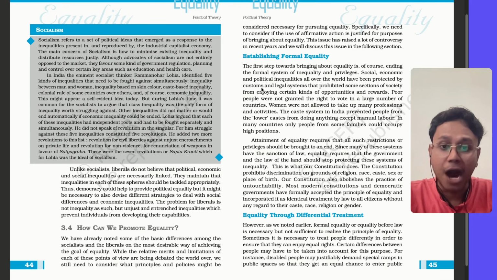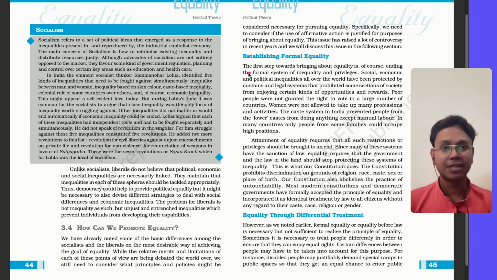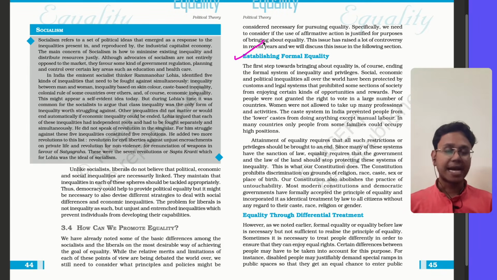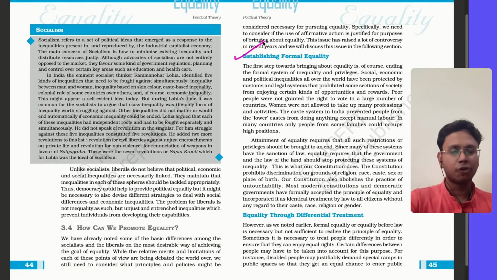Now, how can we promote equality? What can be the ways? So there are two to three ways. First is establishing formal equality. In a formal way, you make everything equal. For example, from now on, no one will be treated unequally. That is one of the ways. For example, from now on, a particular opening in a particular company is open for all, for women equally, for men, for Dalits, for upper caste, everyone. That is one of the ways.